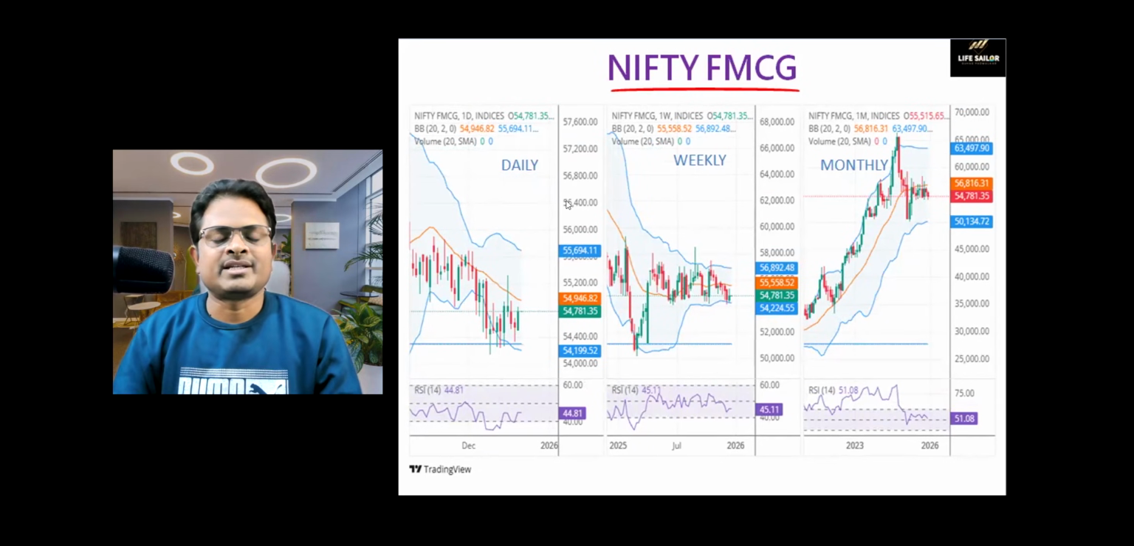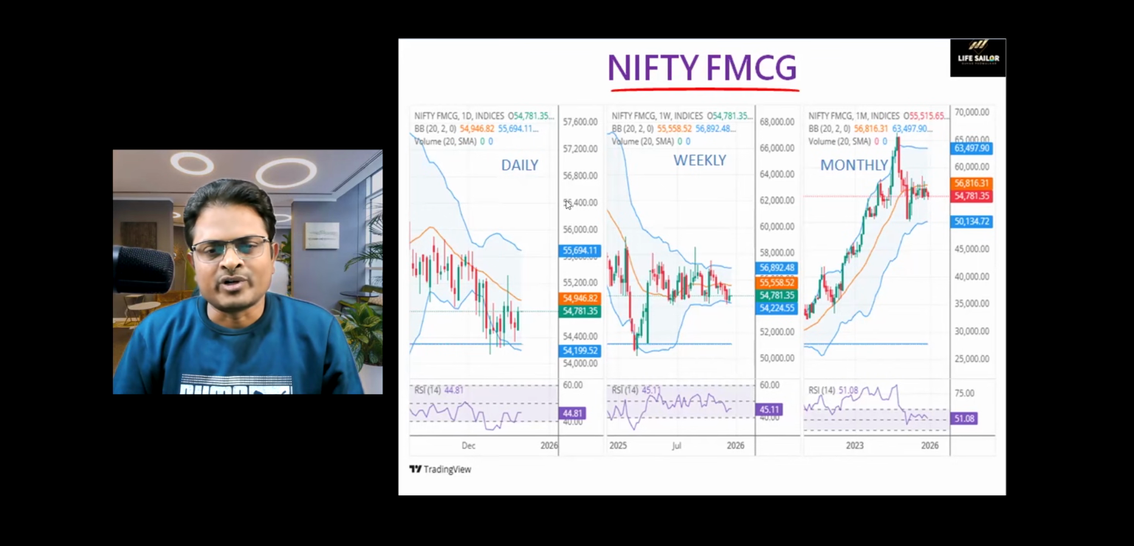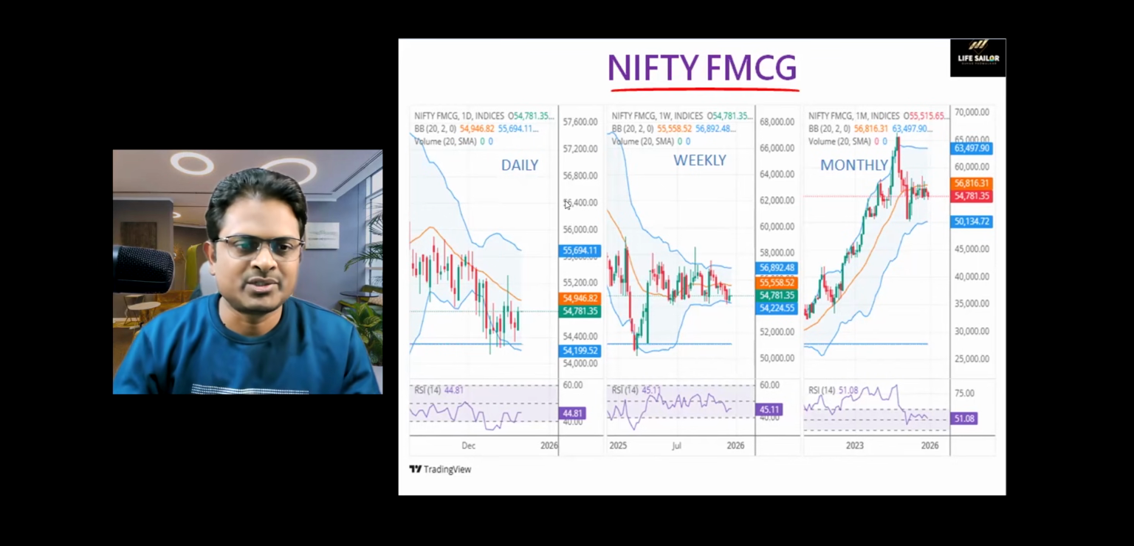FMCG is not performing for the last couple of months. All three RSI between 40-60. So clearly it is a sideways market. There is not much to see in FMCG.